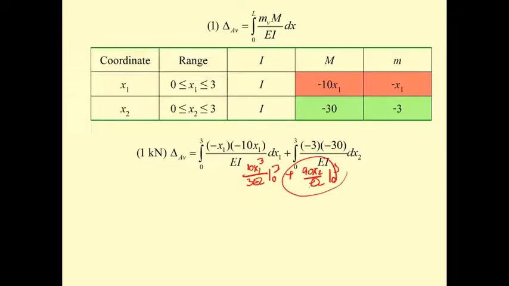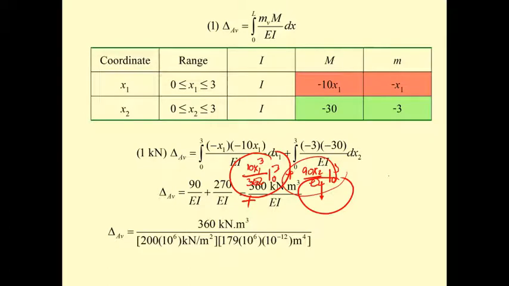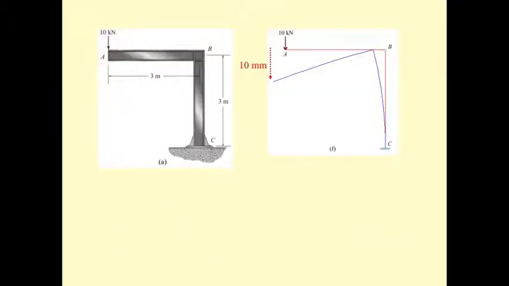So this one is going to be 270, and this one is going to be 90. So it's going to be 90 plus 270. You get 360. And since the value is plus, the direction is going to follow the unit load, which we said is downward, like this. Then you put it into your equation, and don't forget about changing the unit. Then you get 10 millimeter. That makes sense, a very small deformation. That is the vertical displacement of 10 millimeter.